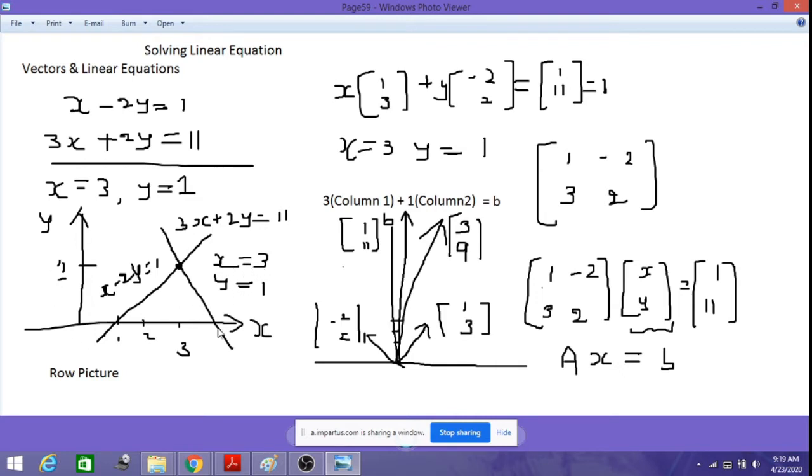So this kind of graph or diagram, we call it a row picture graph or row picture representation. If we want to represent the same thing in column form, then we will write the coefficients of x, that is 1 and 3, and the coefficients of y, that is minus 2 and 2, which is equal to b, that is nothing but 1 and 11 on the right hand side. So this we call b. So please read this as b.